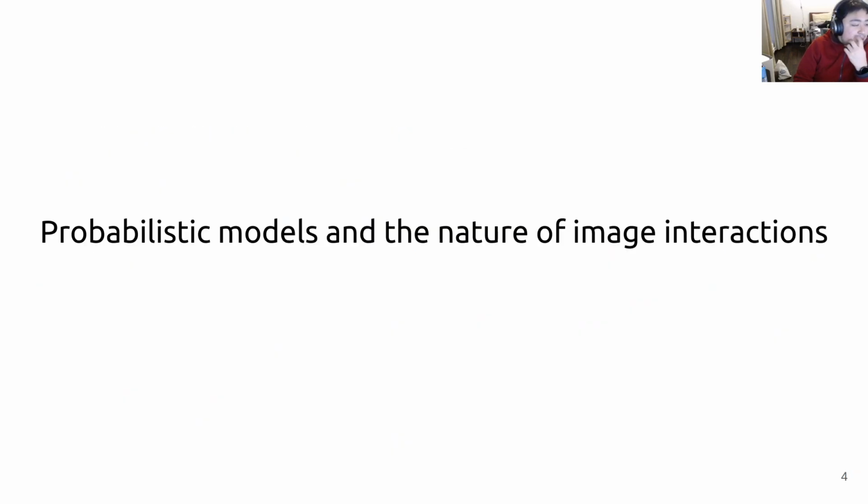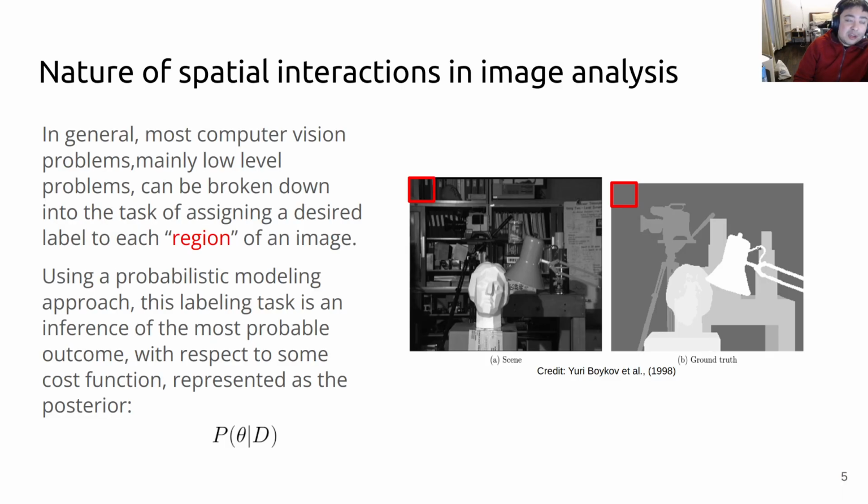So before we get too much into the details, I want to talk a little bit about the intuition behind it. We'll talk about probabilistic models and some interactions, the nature of spatial image interactions. So going way back, we'll talk about computer vision problems, mainly low-level ones. Most problems in computer vision can be broken down into the task of assigning labels to regions of an image.